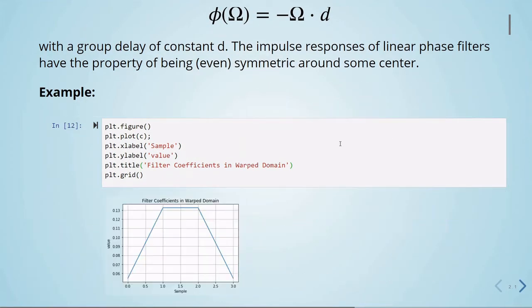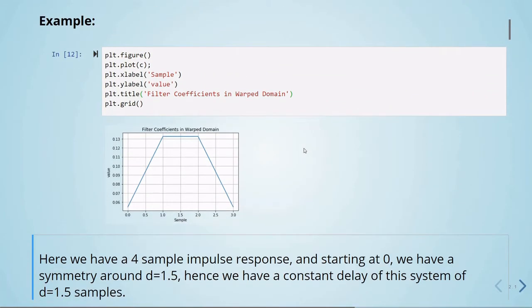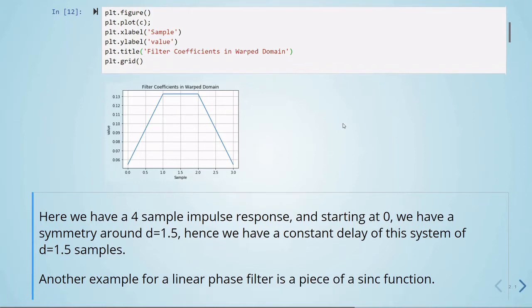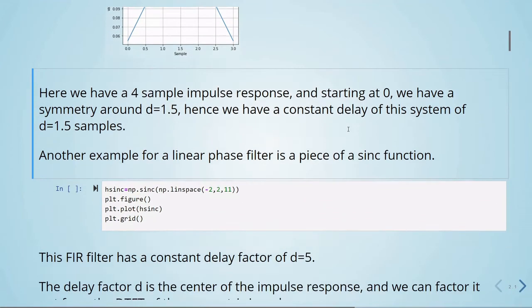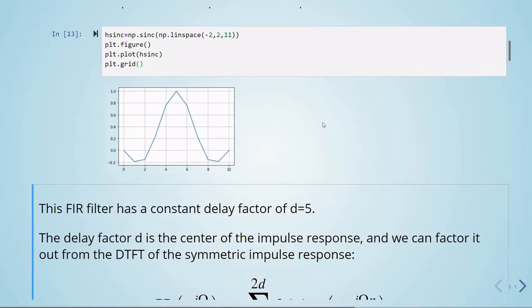So for example, these are the filter coefficients in the warp domain from the previous example, and we have a 4 sample impulse response starting at 0, and we have a symmetry at around 1.5. Hence we have a constant delay of the system of 1.5 samples. Another example of a linear phase filter is a piece of a sinc function. So this FIR filter has a constant delay factor of d equals 5.